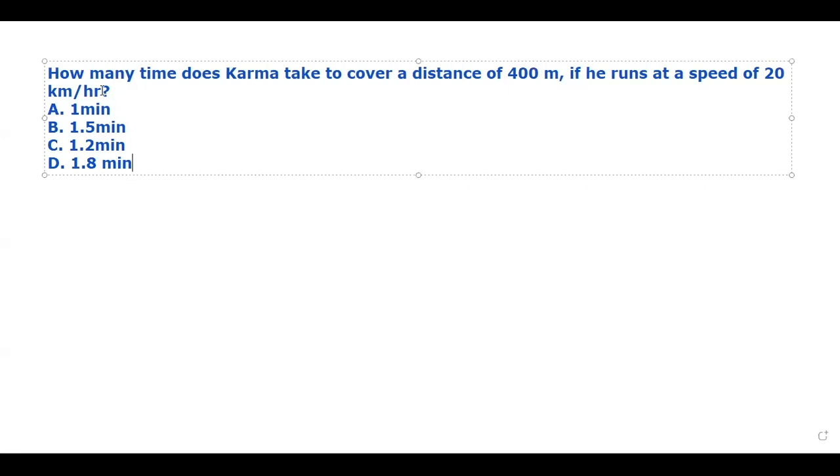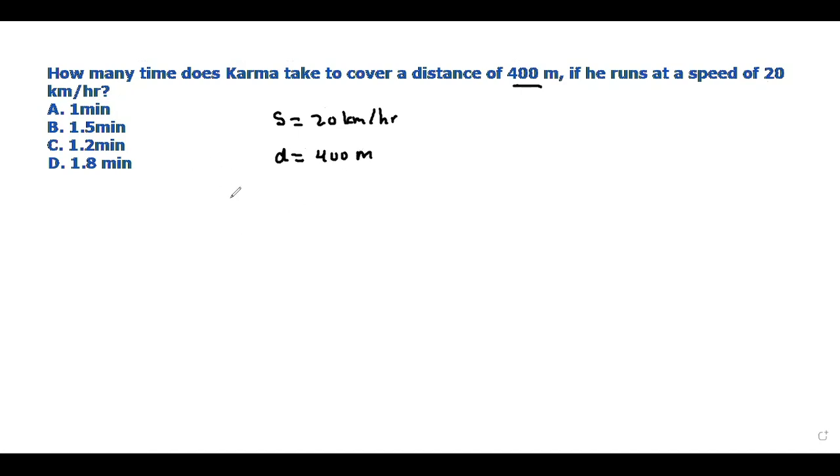Now see this question. How much time does Karma take to cover a distance of 400 meters if he runs at a speed of 20 kilometers per hour? The speed is given as 20 kilometers per hour, and the distance is given as 400 meters. The question is asking us to find the time taken. Now see this question: time is asked in minutes, the speed is in kilometers per hour, and the distance is given in meters. What are you going to do?